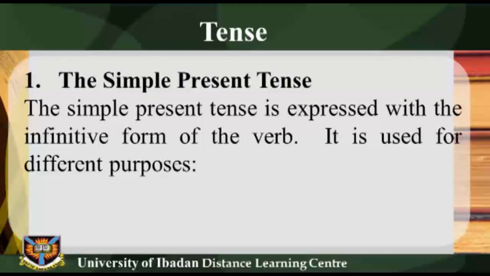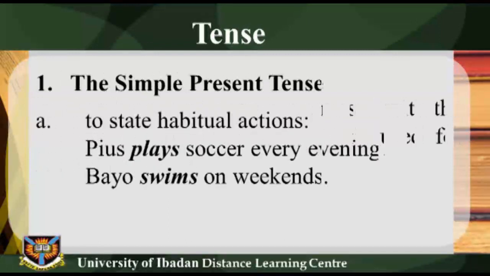1. The simple present tense. The simple present tense is expressed with the infinitive form of the verb, e.g., I play, she works, Titi writes novels, etc. The present tense is used for different purposes. A. To state habitual actions. 1. Pius plays soccer every evening. 2. Bayo swims on weekends.